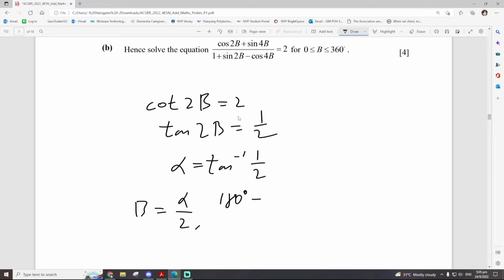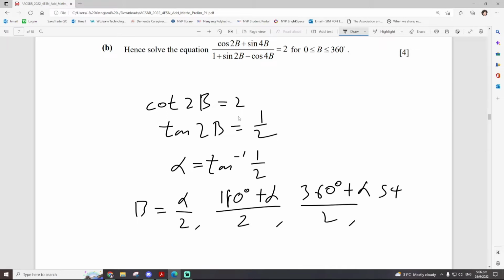Wait a minute. No, sorry. Tangent is positive in the first and third quadrants. So I'm going to consider only the third quadrant. So we're going to do 180 degrees plus alpha, divide by 2. Then we can still keep going because we haven't reached 360 degrees for B yet. 360 degrees plus alpha, divide by 2, and 540 degrees plus alpha, divide by 2. So this will be all of the solutions.